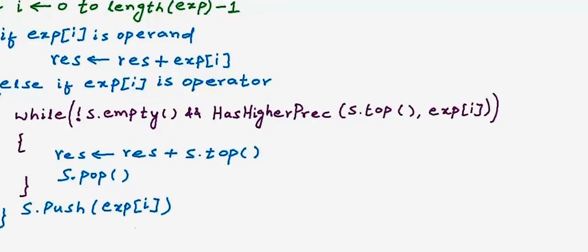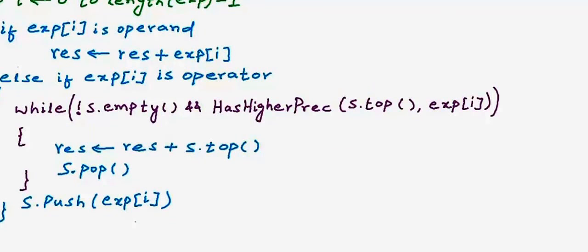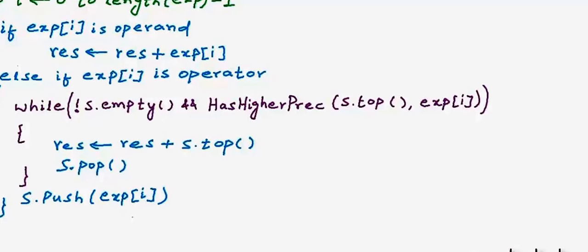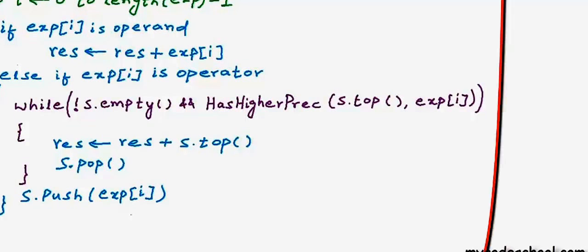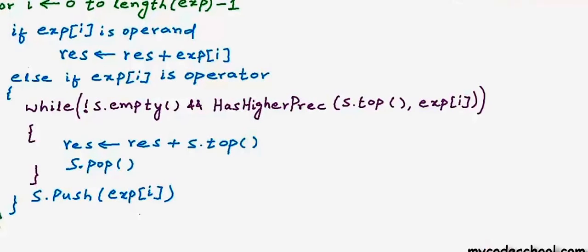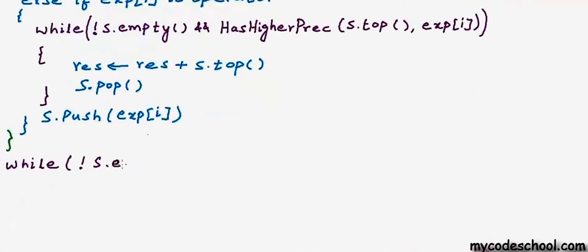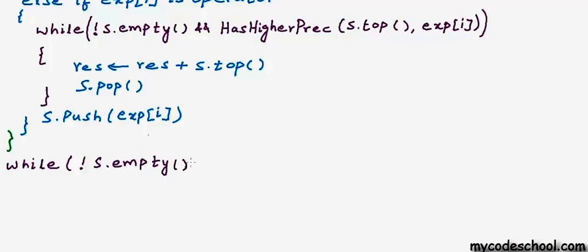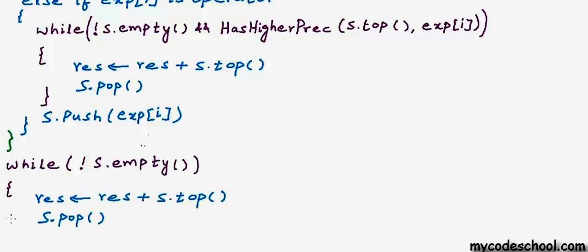S is an object of some class that will have these functions top, pop, and empty. Okay, so this is the end of my for loop. At the end of it, I may have some operators left in the stack. I'll pop these operators and append them to the postfix string. I'll use this while loop. I'll say that while the stack is not empty, append the operator at top and pop it. And finally, after this while loop, I can return the result string that will contain my postfix expression.